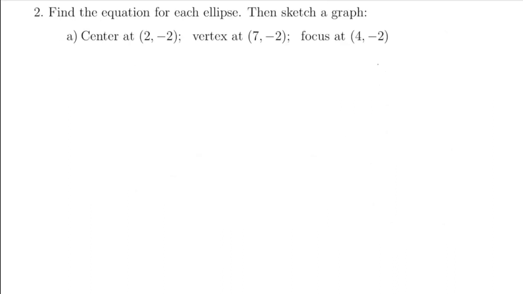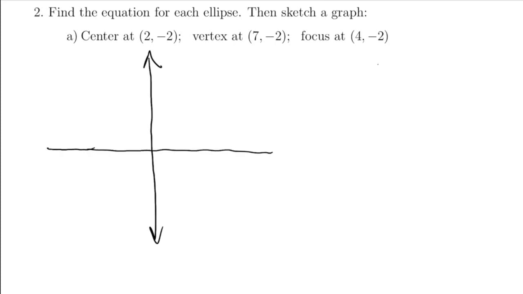So for these next 2 examples, we're sort of going the opposite direction. Instead of being given an equation and gathering information from that equation and sketching a graph, we're being given information, and we have to find the equation and sketch a graph. So what I like to do is take this information and plot these points and just go straight to the graph. And I think you'll see why I like to do this once I do it.